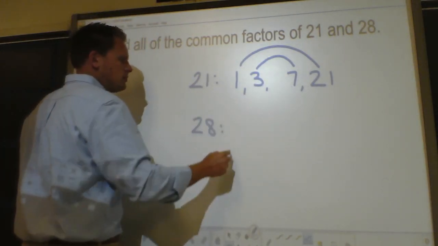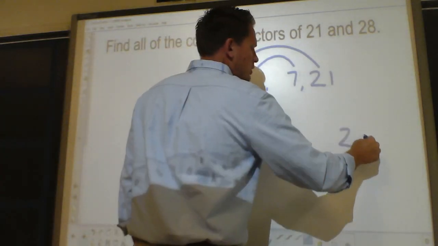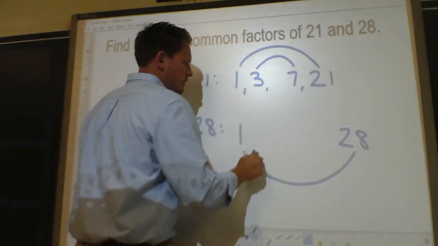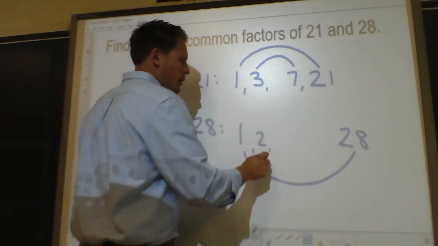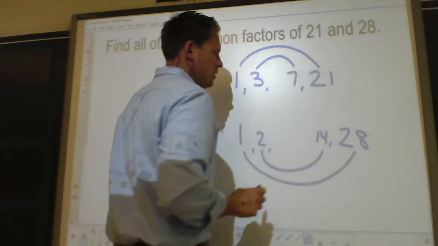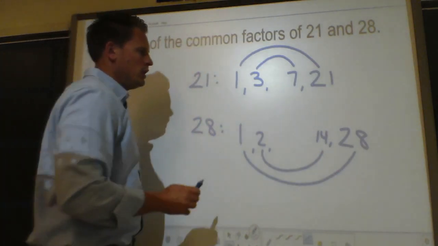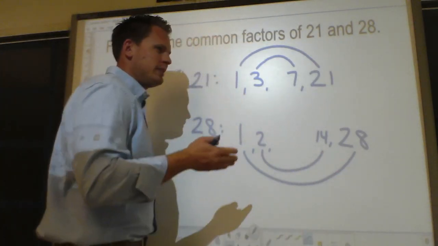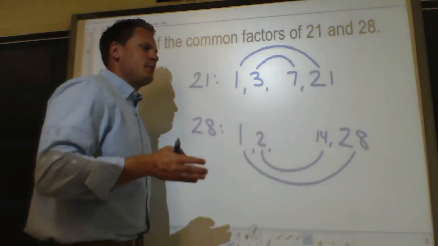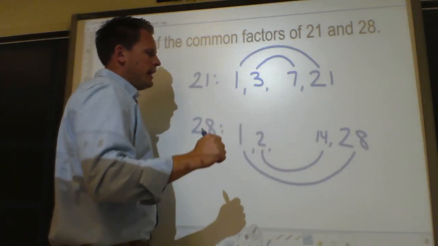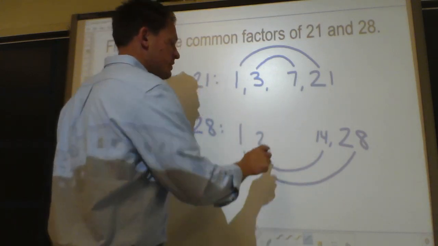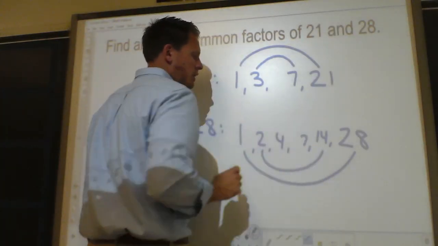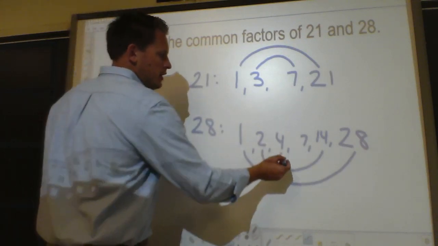28, it's 1 and 28. It's even, so I know that 2 works. If you need to skip count by 2s, how many times? 14 times. After 2, you check 3. 3 times 9 is 27. 3 times 10 is 30, jumps right over. After 3, we check 4. 4 times 6 is 24. 4 times 7 is 28. And there's your factor strand.